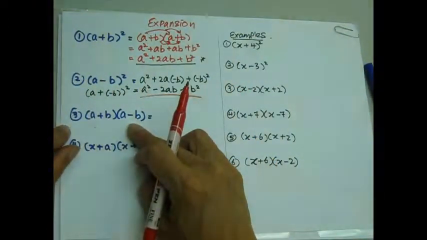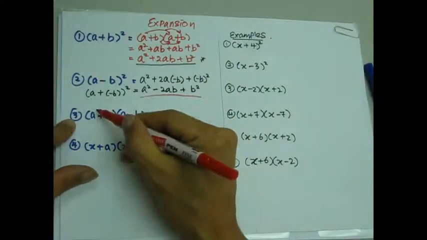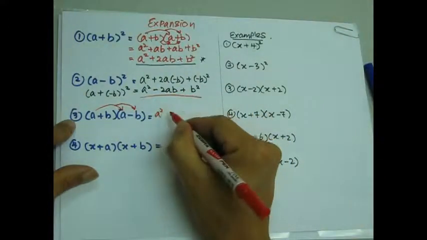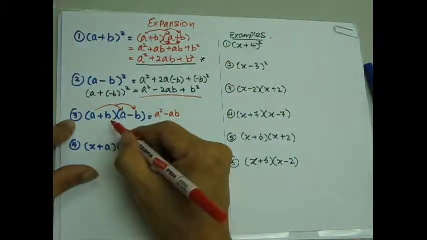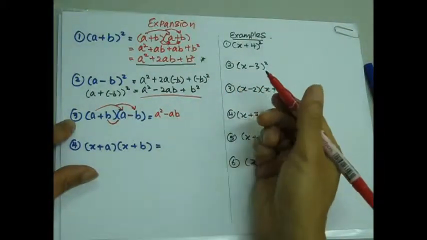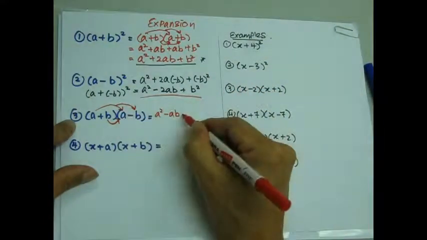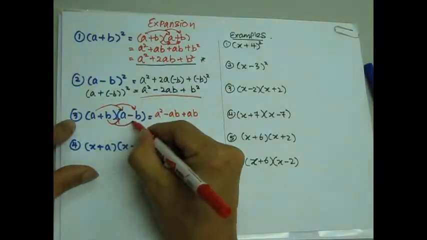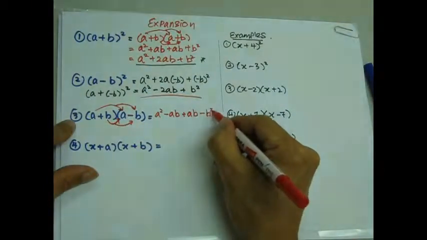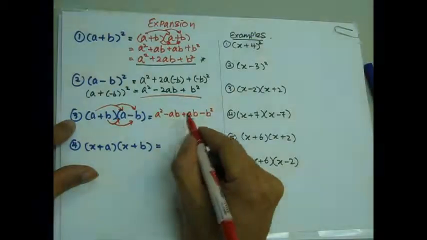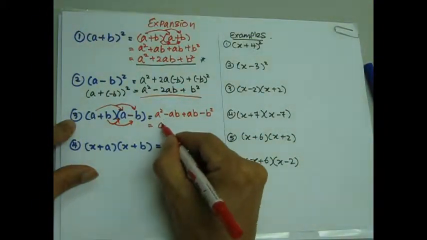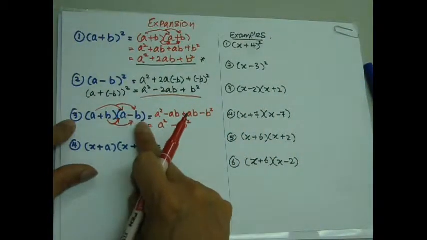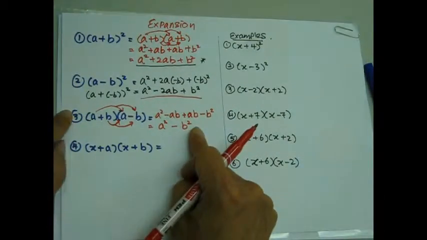How about this one, number 3, (a + b) times (a - b). So let's do this step by step. a times a gives me a squared, a times negative b gives me minus ab, b times a gives me ba, or that is just ab because multiplication is commutative, and then b times negative b gives me negative b squared. You can see the second term and the third term cancel out, so you are left with a squared minus b squared only. So (a + b) times (a - b) is just a squared minus b squared.